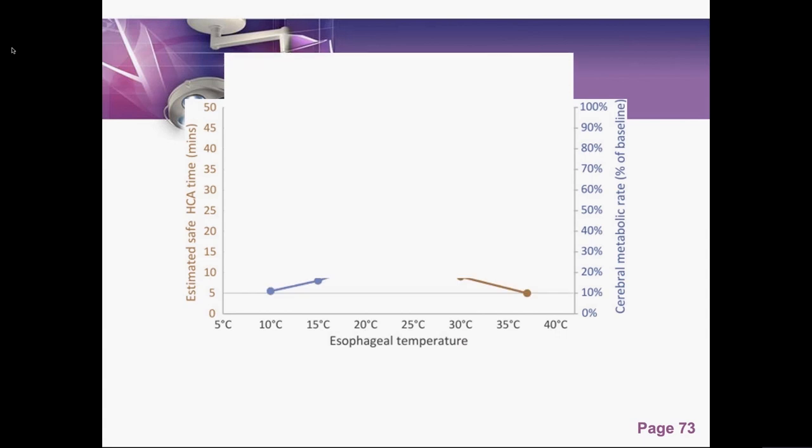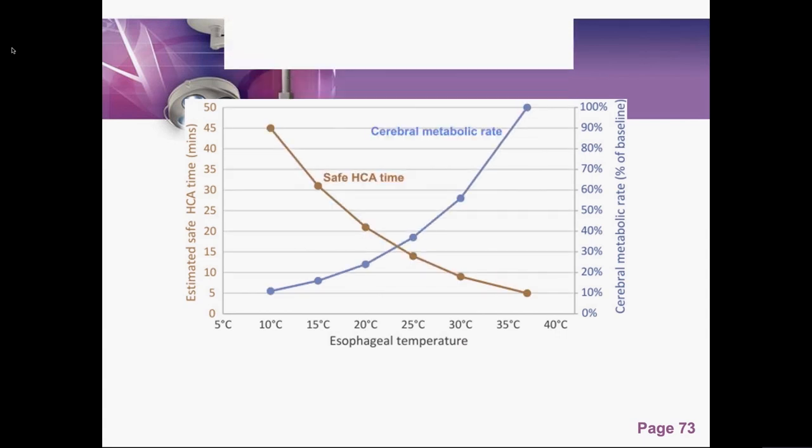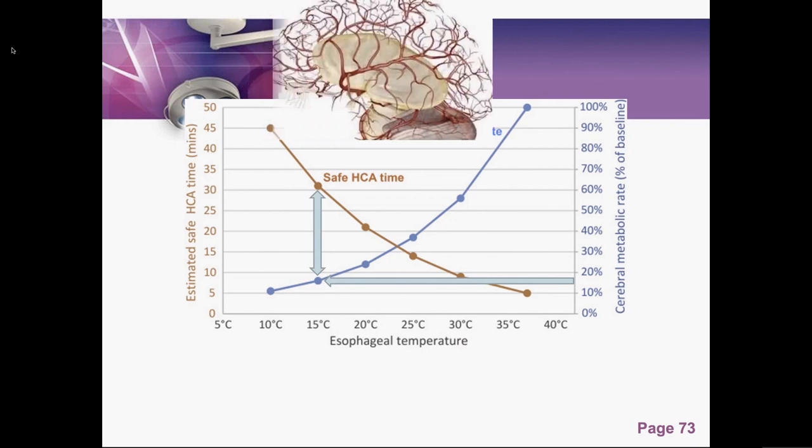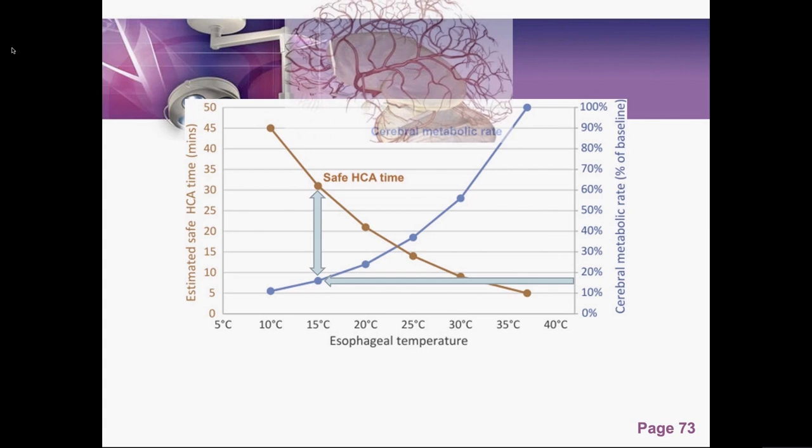When the core body temperature is reduced, the metabolic requirements of the brain reduce as well, which enables us to perform the procedure with circulatory arrest safely. In addition, when blood is selectively provided to the brain, potentially the temperature can be increased slightly to perform the procedure with moderate hypothermia.